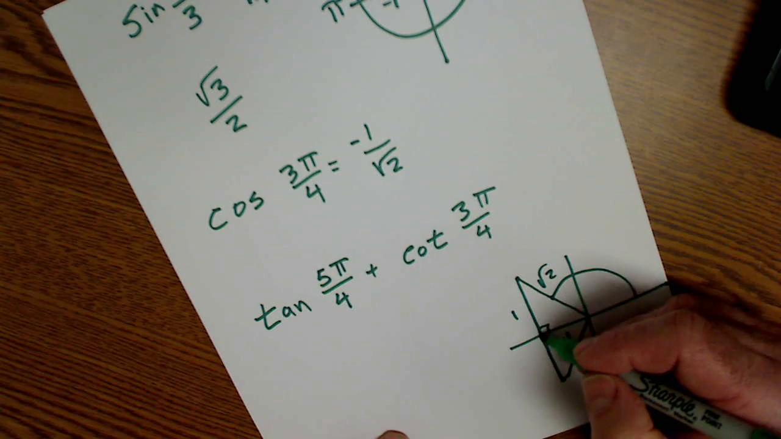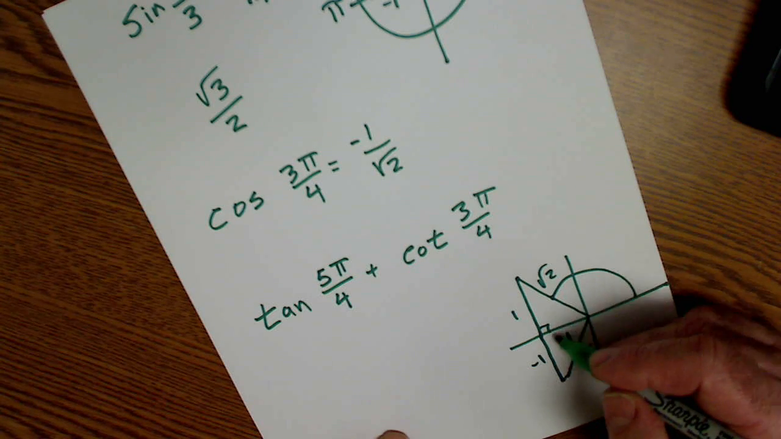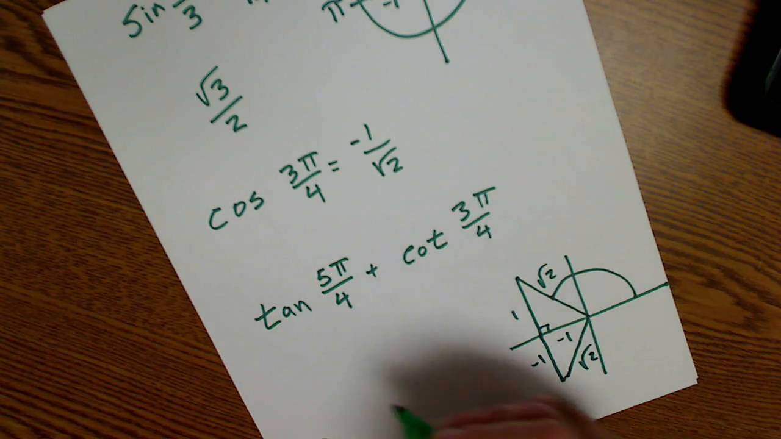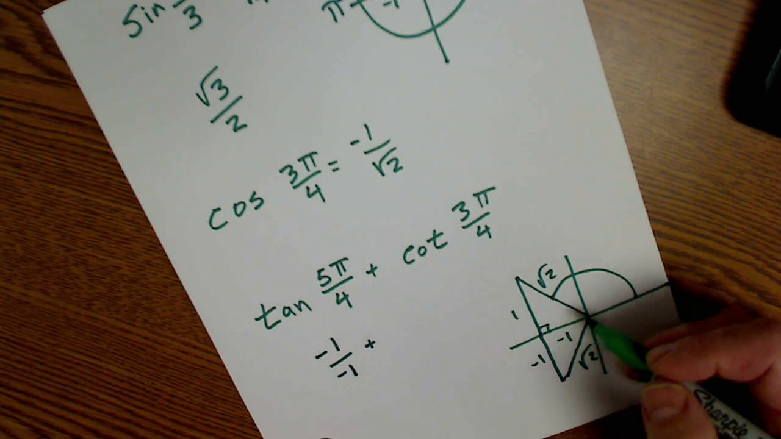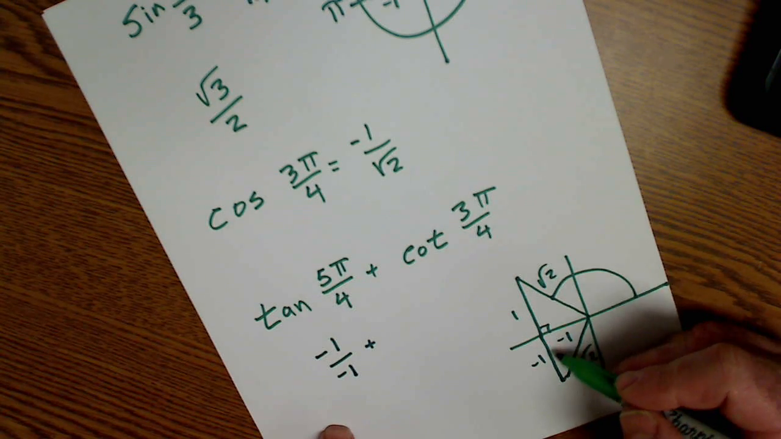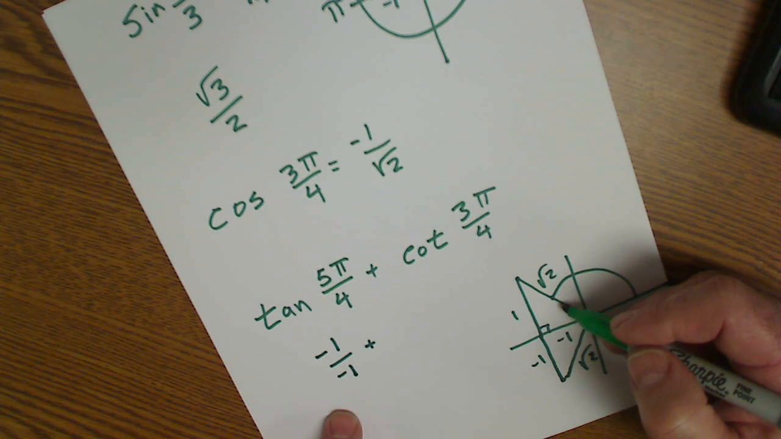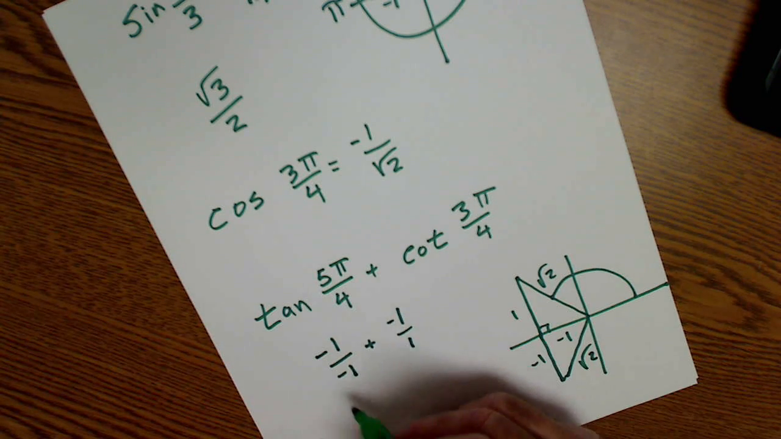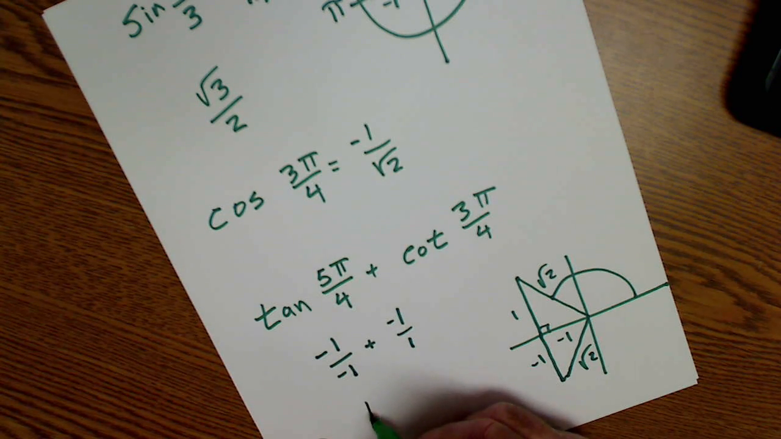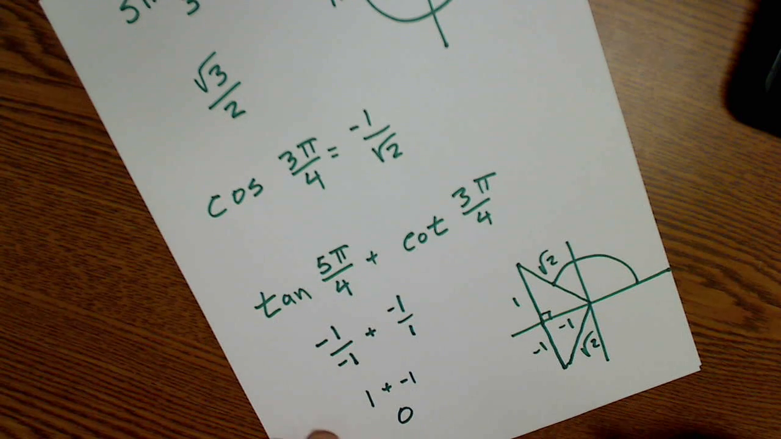This is still negative 1. I go down, so this is negative 1, root 2. The 45 gives you the isosceles. Tangent is opposite over adjacent, so tangent of this is opposite over adjacent, plus the cotangent of this is the reciprocal, adjacent over opposite. So I have negative 1 divided by negative 1, which is 1, plus a negative 1, which is 0. So that's finding exact values in radian measure.